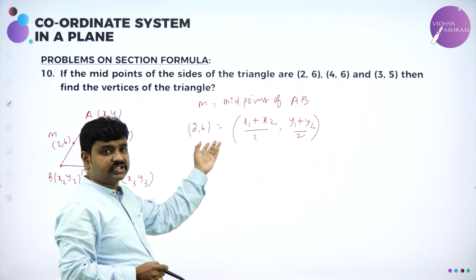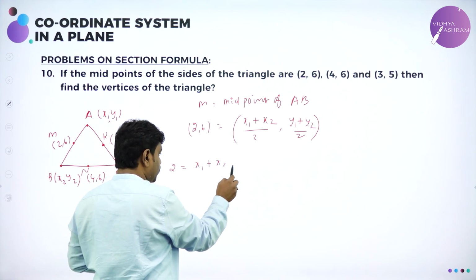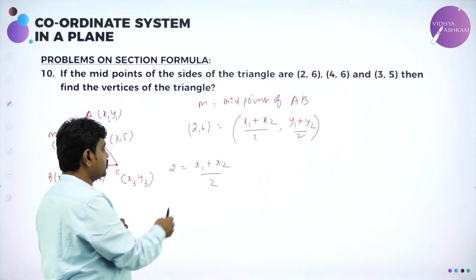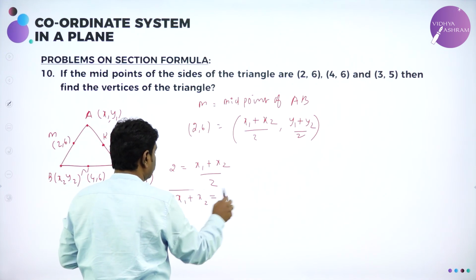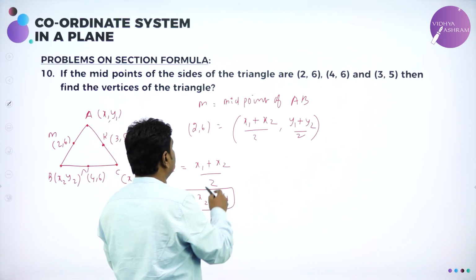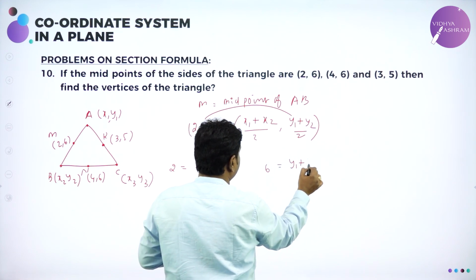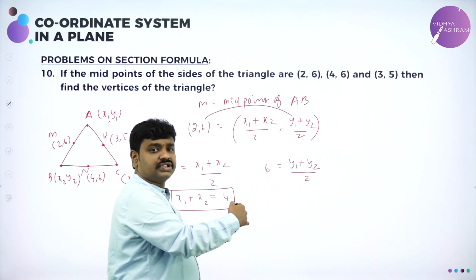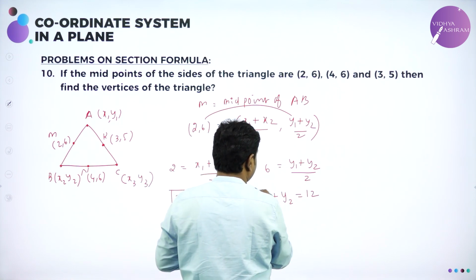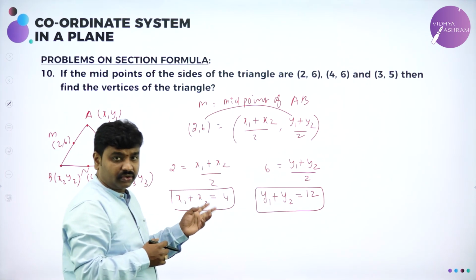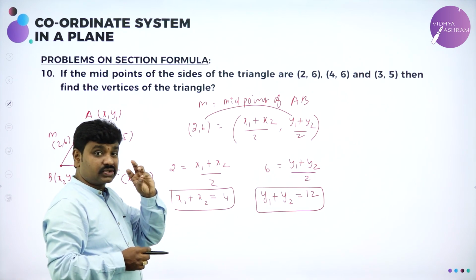Now equate first with first and second with second. If you do that, 2 is equal to x1 plus x2 by 2. Cross multiply and rearrange, 2 2s are 4. So you will get x1 plus x2 is equal to 4, one of the values. Similarly, equate y coordinate with y coordinate: 6 is equal to y1 plus y2 divided by 2. Rearrange it. You will get y1 plus y2 is equal to 12. Got the sum of the y coordinates. Now we got two equations. We need to find the vertices x1, y1 and x2, y2.